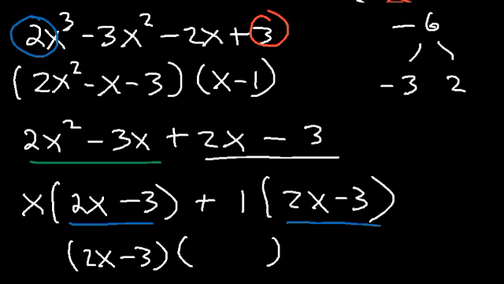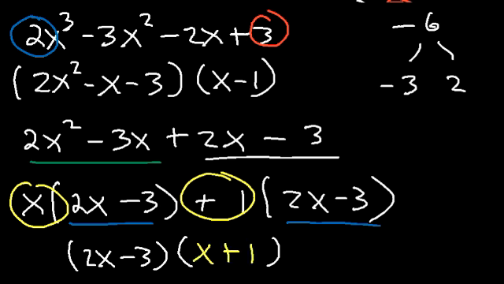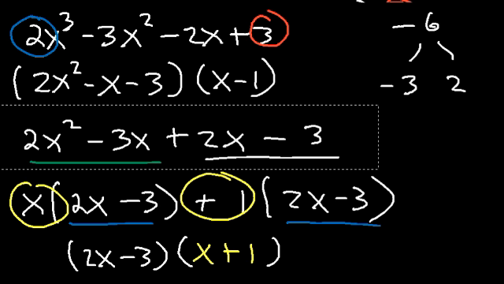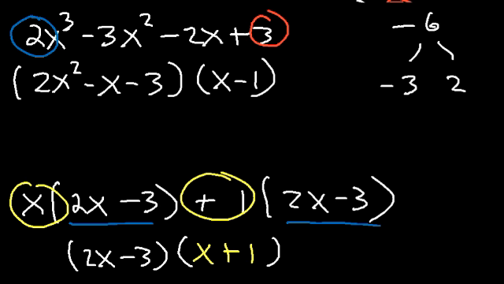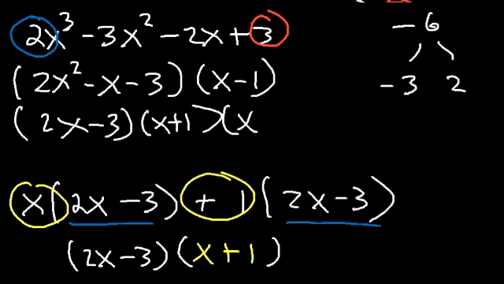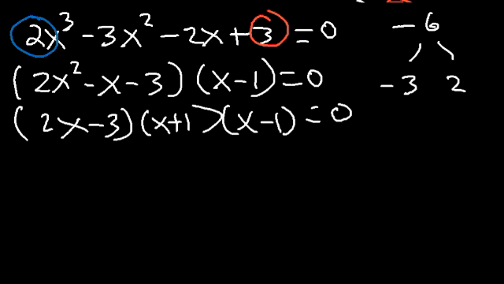Now what's going to go inside the next parentheses? It's what's on the outside, x plus 1. So therefore, we can replace 2x squared minus x minus 3 with 2x minus 3 times x plus 1. And we have an x minus 1 next to it. Now let's set the function equal to 0. And let's solve for x. Let's find the zeros of the function.